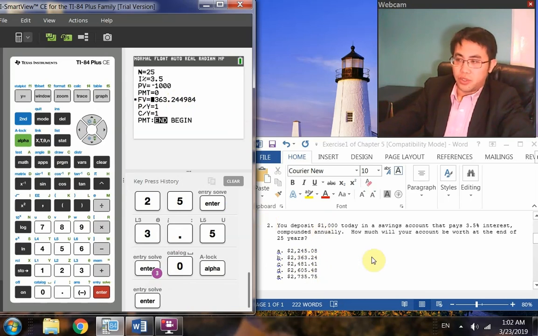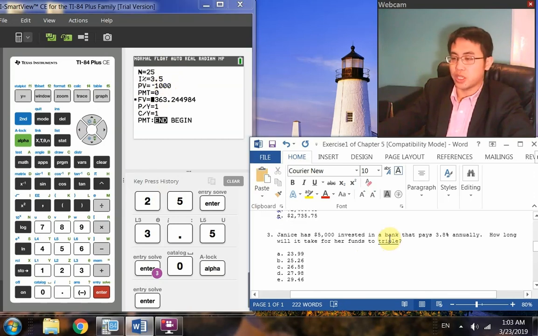It is pretty easy to do, right? Because when you are doing time value of money solving, you just need to solve one of the 5 factors by putting in the other 4 factors. So let's just do more practice.